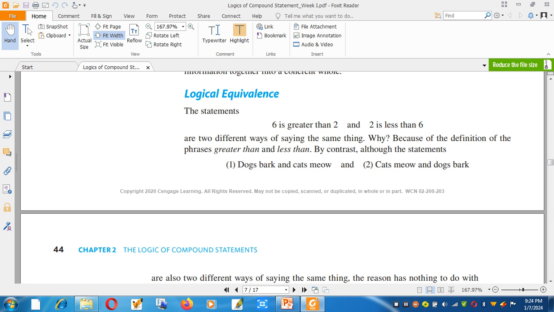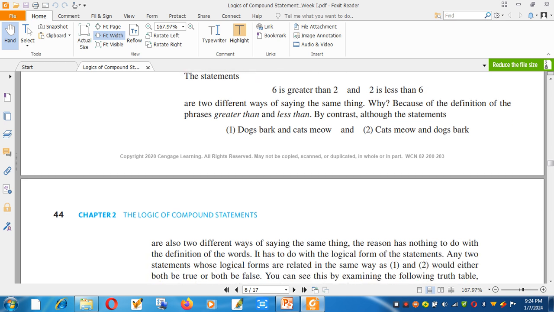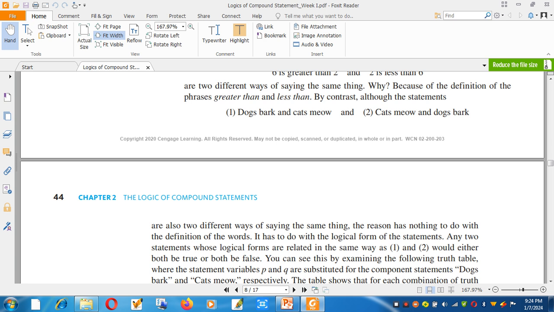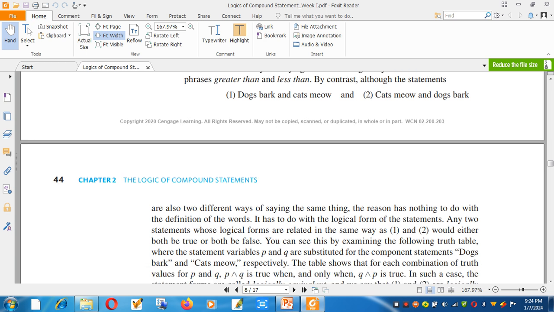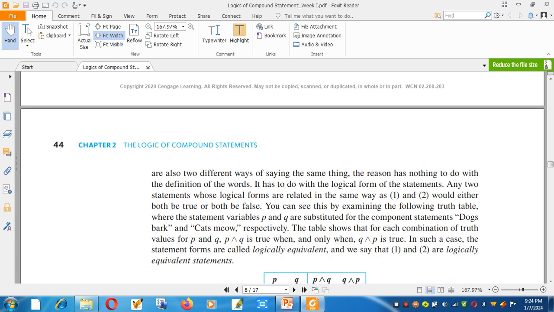And next, tautologies and contradictions. A tautology is a statement form that is always true regardless of the truth values of the individual statements substituted for its statement variables. A statement whose form is a tautology is a tautological statement. Now next, a contradiction is a statement form that is always false regardless of the truth values of the individual statements substituted for its statement variables. A statement whose form is a contradiction is a contradictory statement.